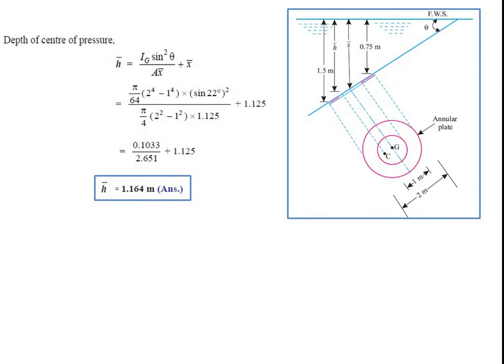Now center of pressure h bar is given as Ig sin square theta divided by A x bar plus x bar. Again Ig is pi by 64 d raised to 4, so here it is d o raised to 4 minus d i raised to 4 into sin square theta, divided by A x bar, where area is pi by 4 into 2 square minus 1 square, and x bar is 1.125, plus 1.125. So it is nothing but 1.164 meter.